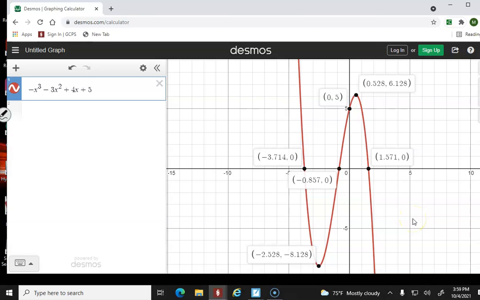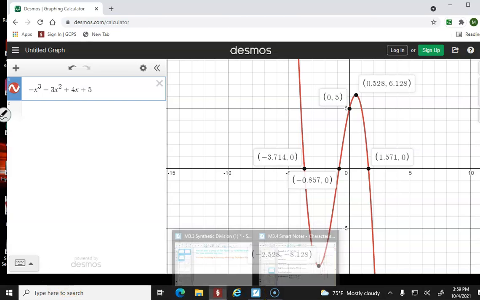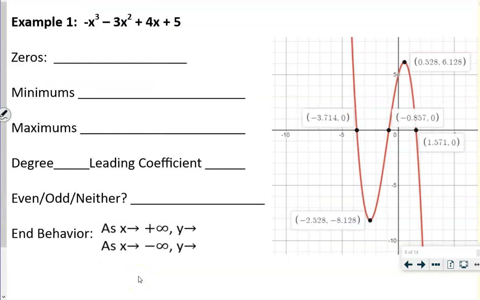So now we have all of these points on here, and we can go back and look at this over to the right. You guys can see the screenshot that I took of the Desmos graph, okay? So now where are our zeros? Can you see them here? So we've got negative 3.7140, and then we've got negative 0.857, comma 0, and 1.571, comma 0. Okay, those are the zeros of our function, so we would put those up here. So let's go ahead and do that now.